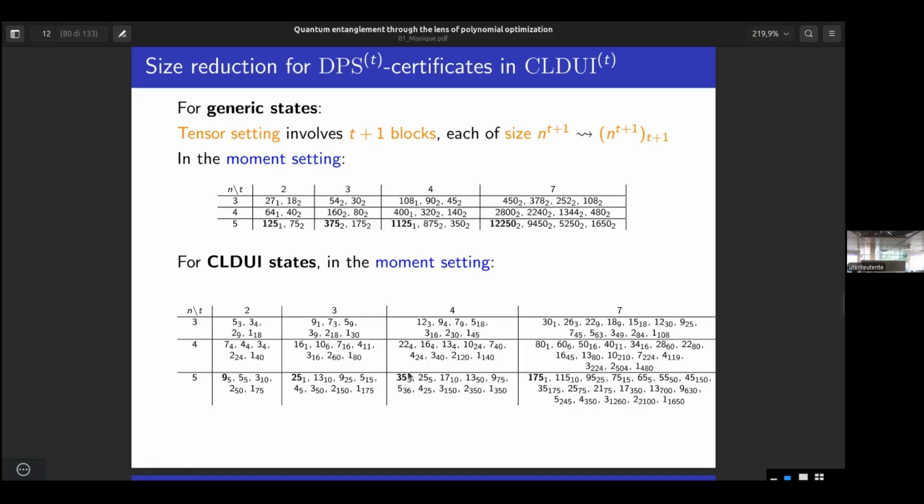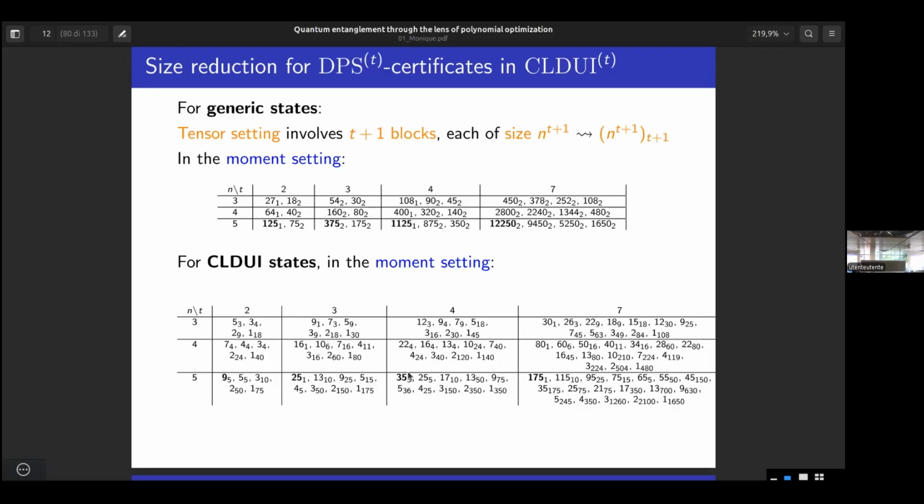But if you go to the CLDUI states in the moment setting, and look only at the entry n = 5, t = 7, you are going to have that number of blocks, it's many blocks, but the largest block will have size 1/7. So there is a dramatic decrease in the size of the blocks. And for SDP solvers, this is very important to have. Many blocks is okay, but they should not be too big. But of course, there is a limit. Too many blocks is also a problem.